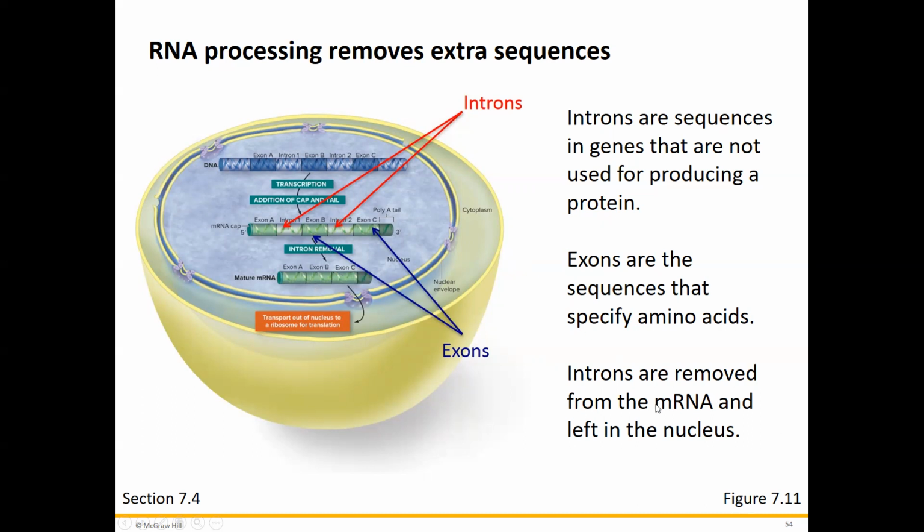The introns are removed and they are left in the nucleus. So it's not like these nucleotides are going to waste. They will use them again. And the exons, though, are the ones that become messenger RNA that are going to leave the nucleus and get to work. So they exit the nucleus and they're called exons because they're actually going to leave the nucleus.